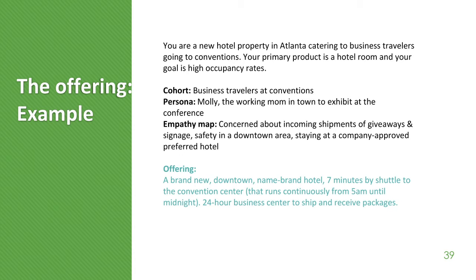So going through each of these steps, your cohort is business travelers at conventions. That's the segment that you're going after. Your persona is Molly, the working mom who's in town to exhibit at the conference. Going through the empathy map that you've built out for Molly, maybe you understand that she's concerned about incoming shipments. She's got 4,000 t-shirts that she has to give away. So she really is concerned with how she's going to get them, because picking them up from the FedEx center and getting them to her hotel room, that's going to be a big pain.